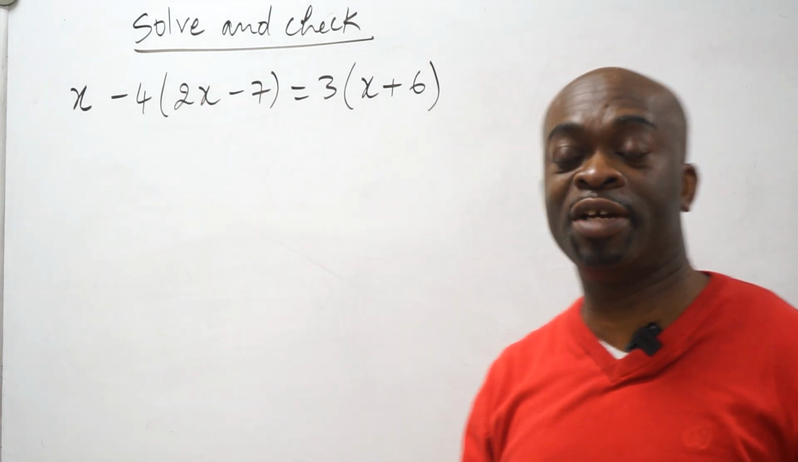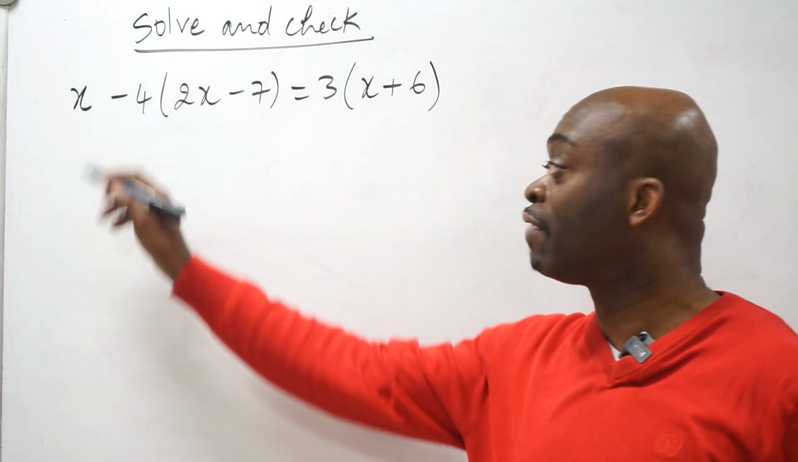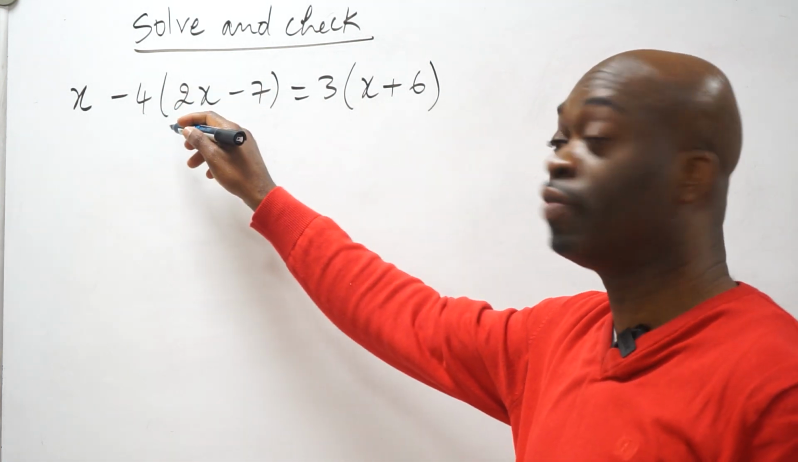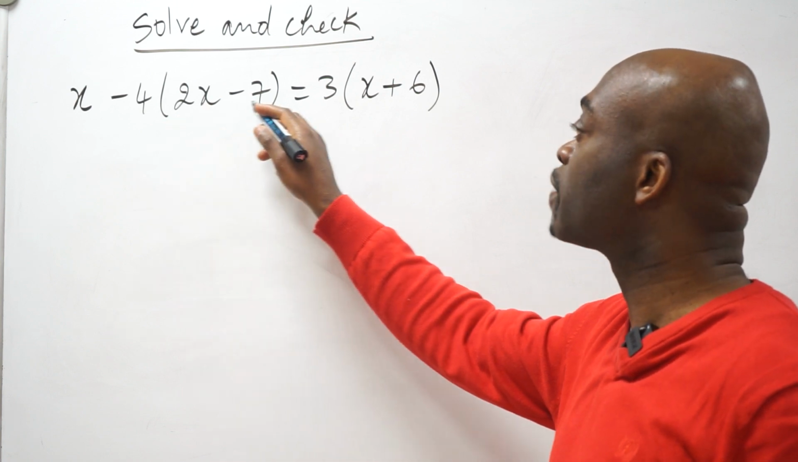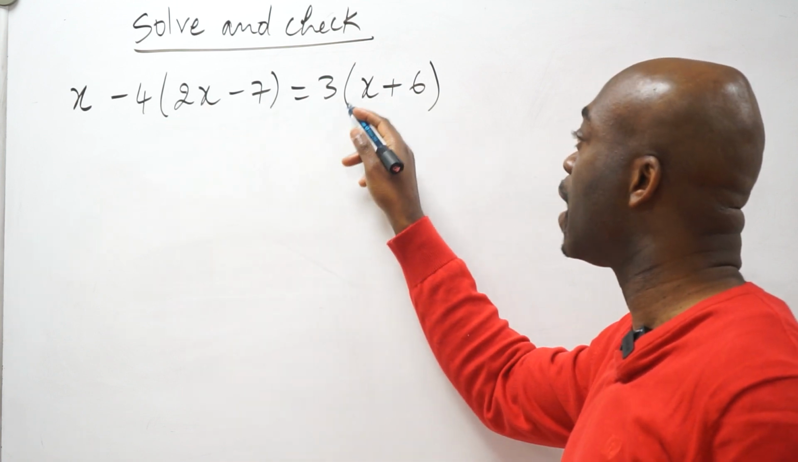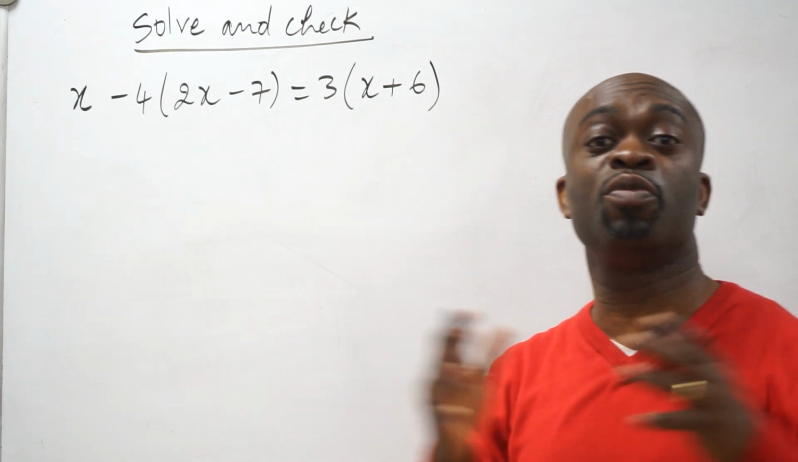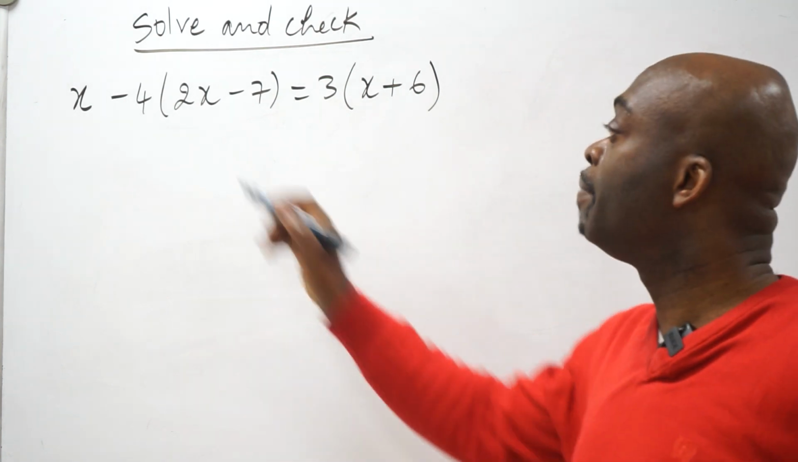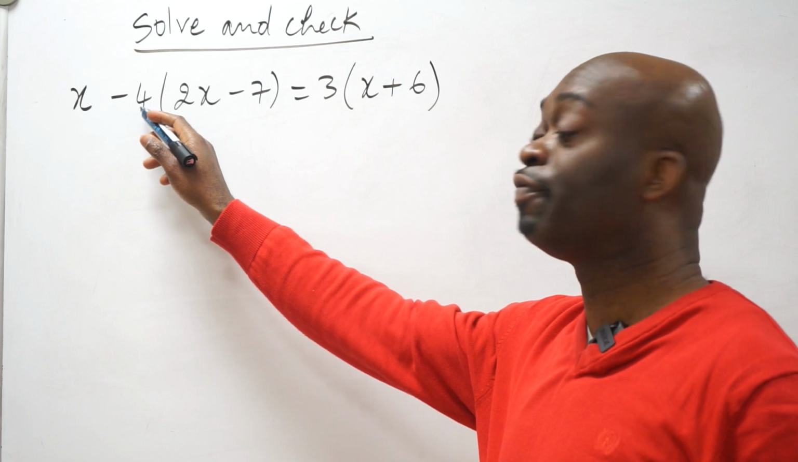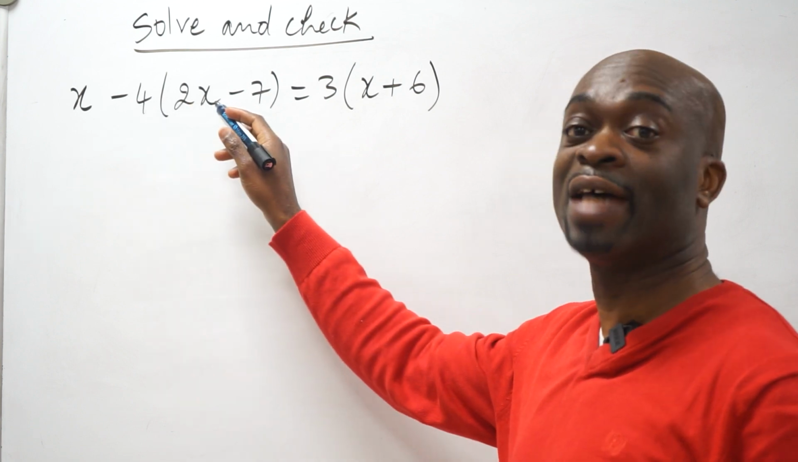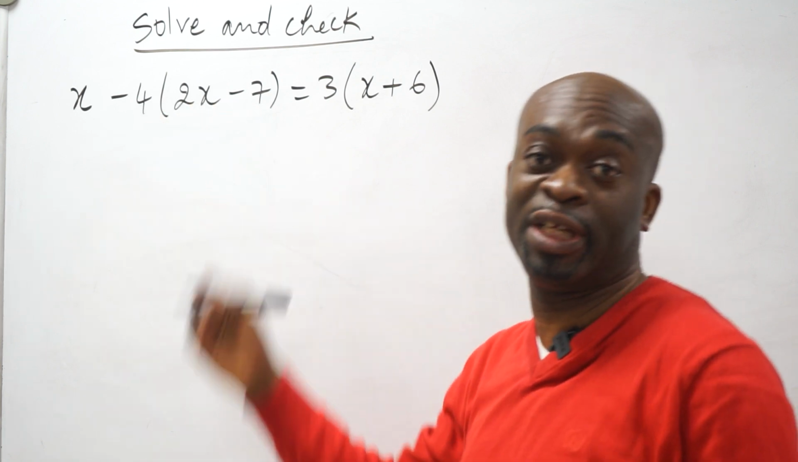Solving and checking, ladies and gentlemen, this equation here: x minus 4, parentheses, that means times, 2x minus 7 equals 3 times 3x plus 6. So the first thing we've got to do is remove the parentheses, okay? By doing what? By multiplying what we have in front of it with what we have inside of it. Everything else, we just bring it down, correct?